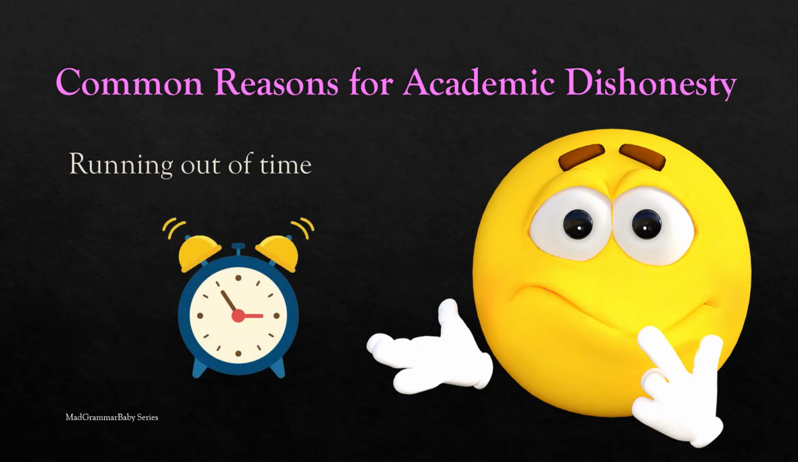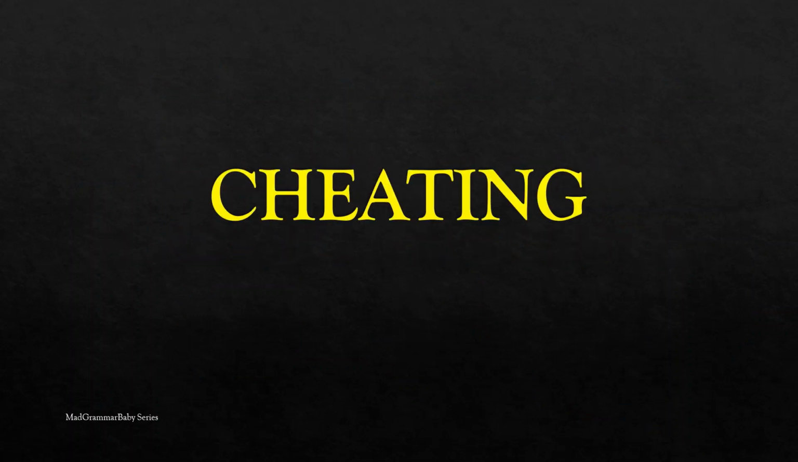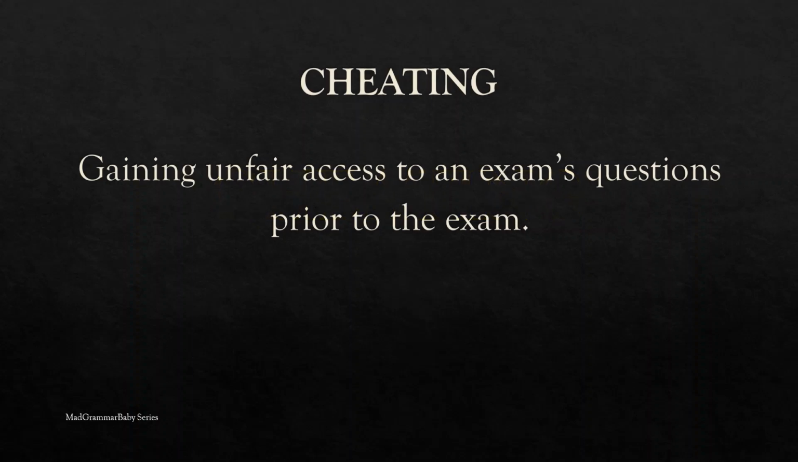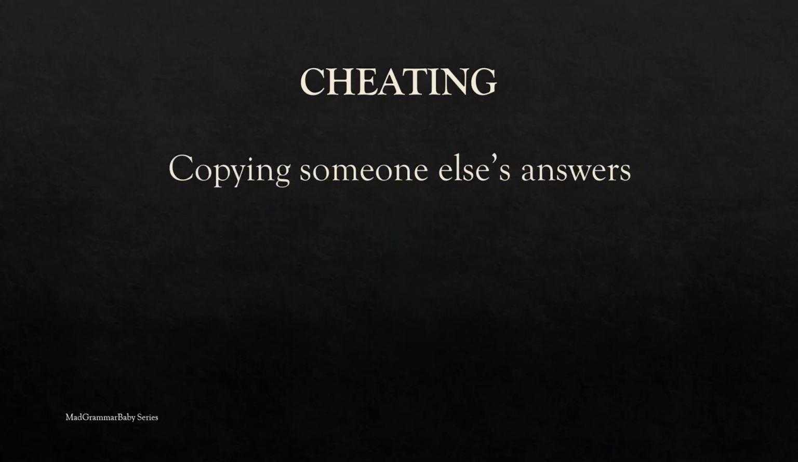Here are some examples of academic dishonesty. Let's begin with cheating. You can cheat in several ways, like gaining unfair access to an exam's questions prior to the exam, getting answers from someone else who has previously taken the exam, copying someone else's answers.